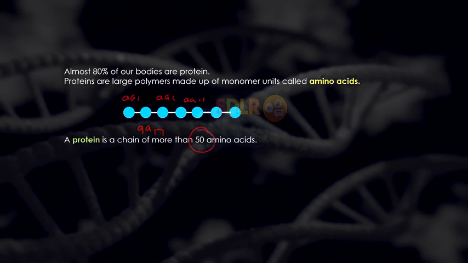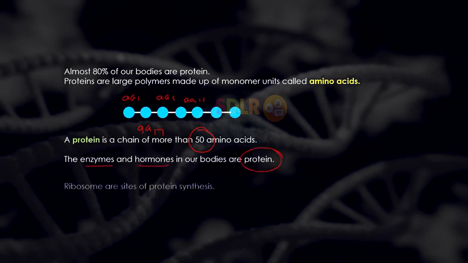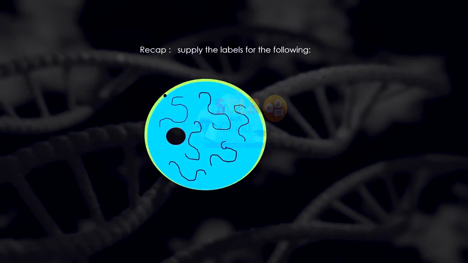From earlier knowledge, you will understand that enzymes and hormones are protein in nature. Protein synthesis occurs at the ribosome, a structure found in the cytosol of cells. Let us recap the structure of the nucleus. On the outside is the nuclear membrane.